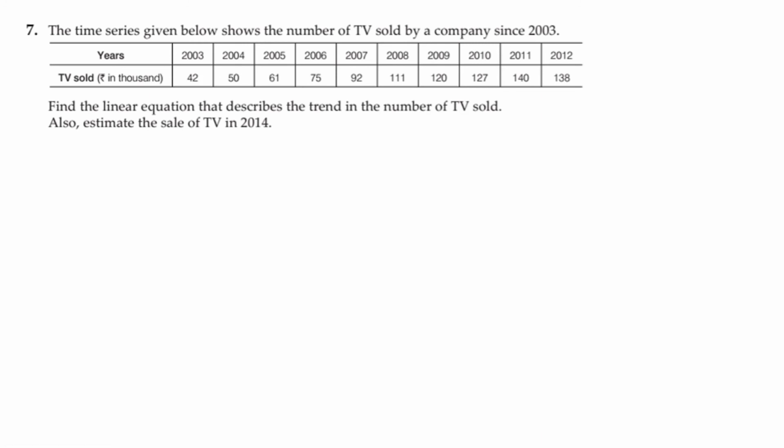Now moving on to the next type. In this type, the number of years is even. So this is the second type. The time series given below shows the number of TVs sold by a company since 2003. So for various years, the TVs sold in 1000 is given. Here we can see that the number of years is 10. Find the linear equation that describes the trend in the number of TVs sold. Also estimate the sale of TVs in 2014. So we just have to find the equation of the trend line and estimate the sale of TVs in 2014.